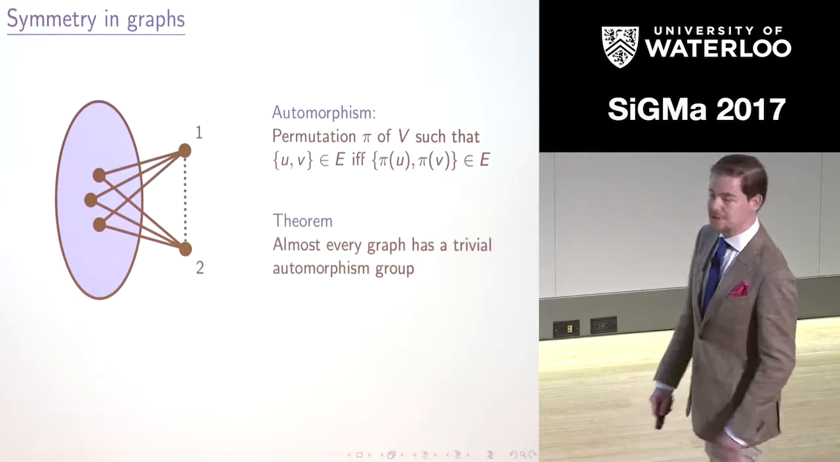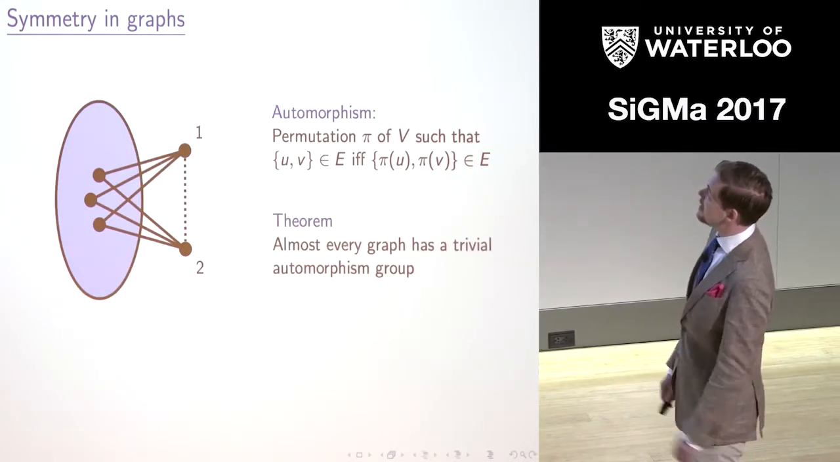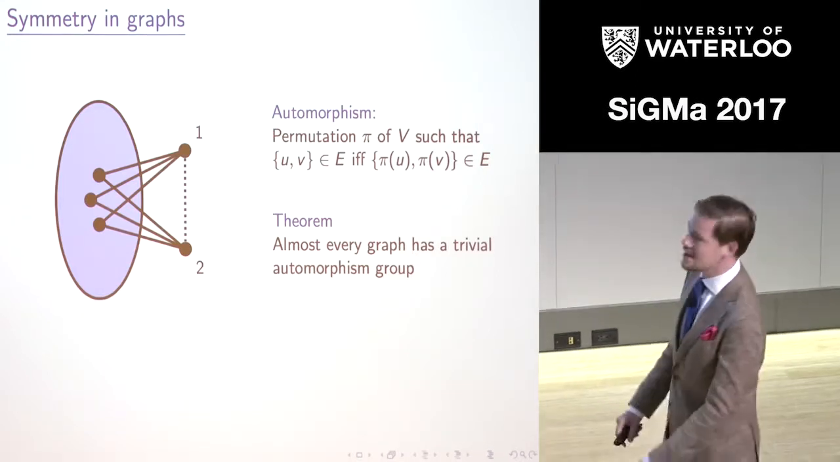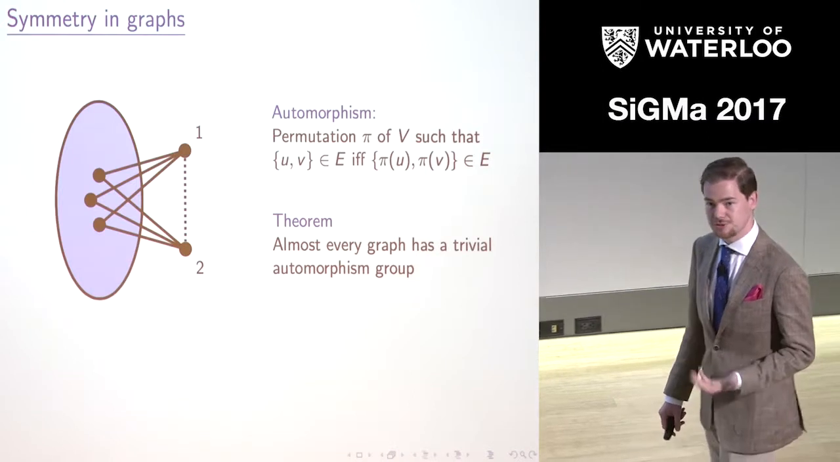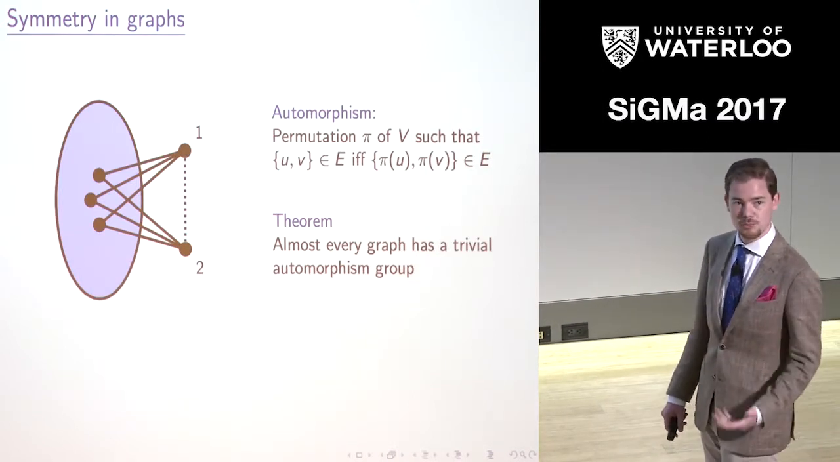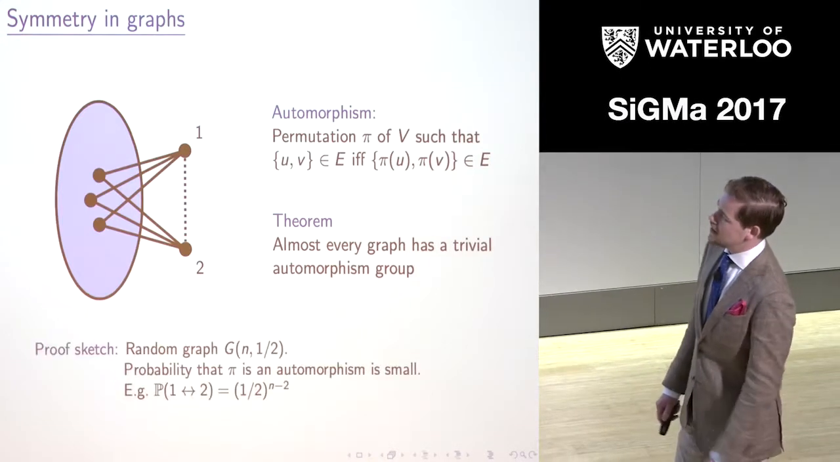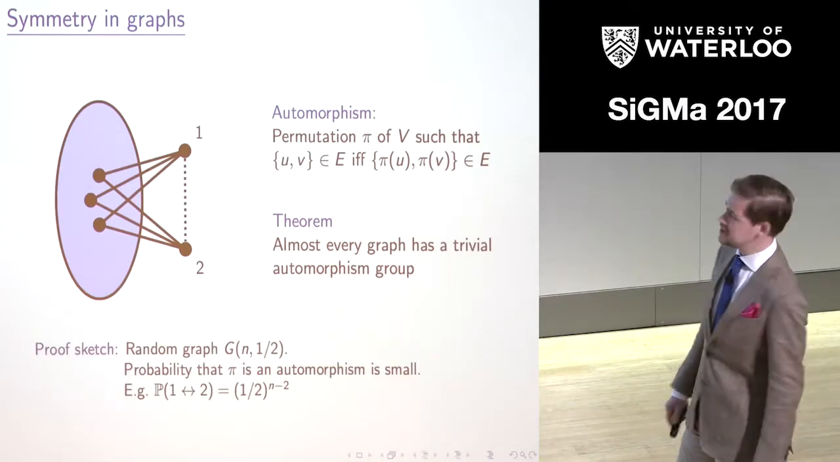And there's a nice theorem here that says that almost every graph, so if the number of vertices tends to infinity, almost every graph has an automorphism group that is trivial. So almost every graph is symmetric. And the proof is pretty nice.